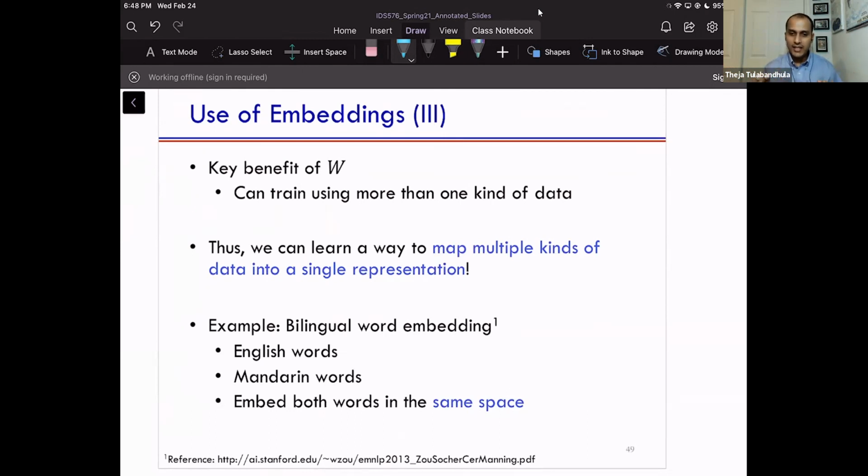What we can do, and we'll see this in the next couple of slides, is that in addition to putting words into this vector space, we can also put words in a different language into the same vector space, or we can also put other objects like images into the same vector space. If you put words in a different language in the same vector space, then you can actually do a very simple translation.